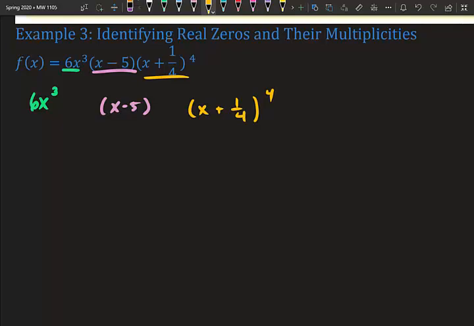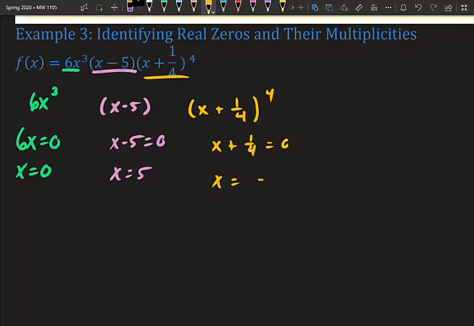We can find the intercepts, because what we can do is pretend the exponents aren't there. We can do 6x equals 0, so x equals 0. We can do x minus 5 equals 0, so x equals 5. When you're finding the real zero, you don't care about the exponent, because that's just how many times it repeats. So here we have x plus 1/4 equals 0, so x equals negative 1/4. Now we start to care about multiplicity.